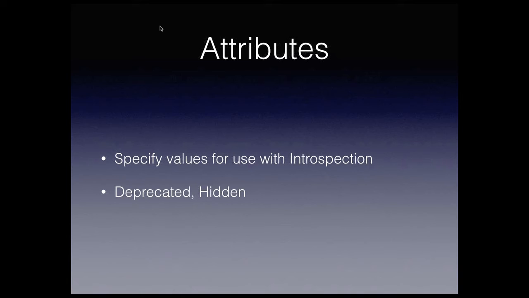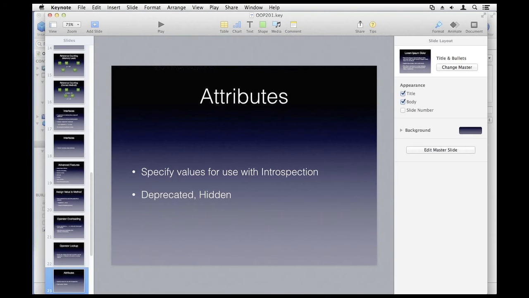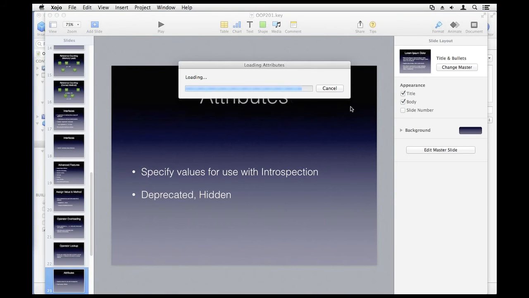So generally, attributes are used with introspection, and they're little tags, if you will, that you can assign to your classes or things within your classes that can be looked up at runtime. But there are 2 special attributes you can use without introspection that can control how your classes and methods are identified by the IDE, by Xojo itself. And those are called deprecated and hidden. Let's take a quick peek at these two.